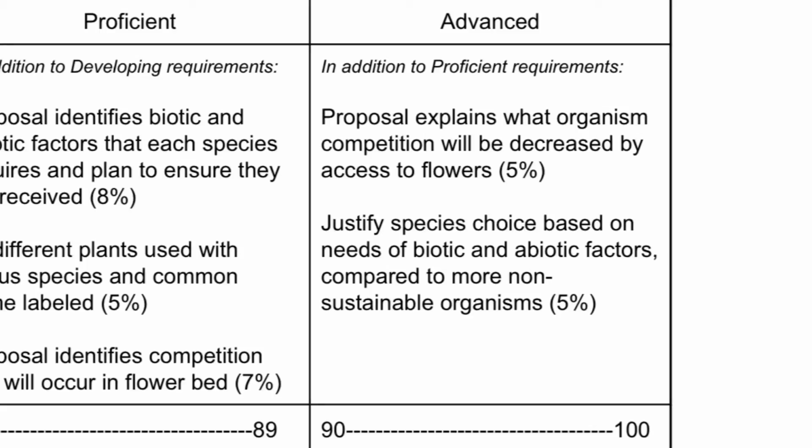Additionally, you're going to have to justify your species choice based on their needs of biotic and abiotic factors when you compare them to other organisms that might not be as sustainable. You really want to look at what we can provide for these plants in terms of light, food, soil, and water, and what's going to be the most sustainable in the long run and the best for our environment.